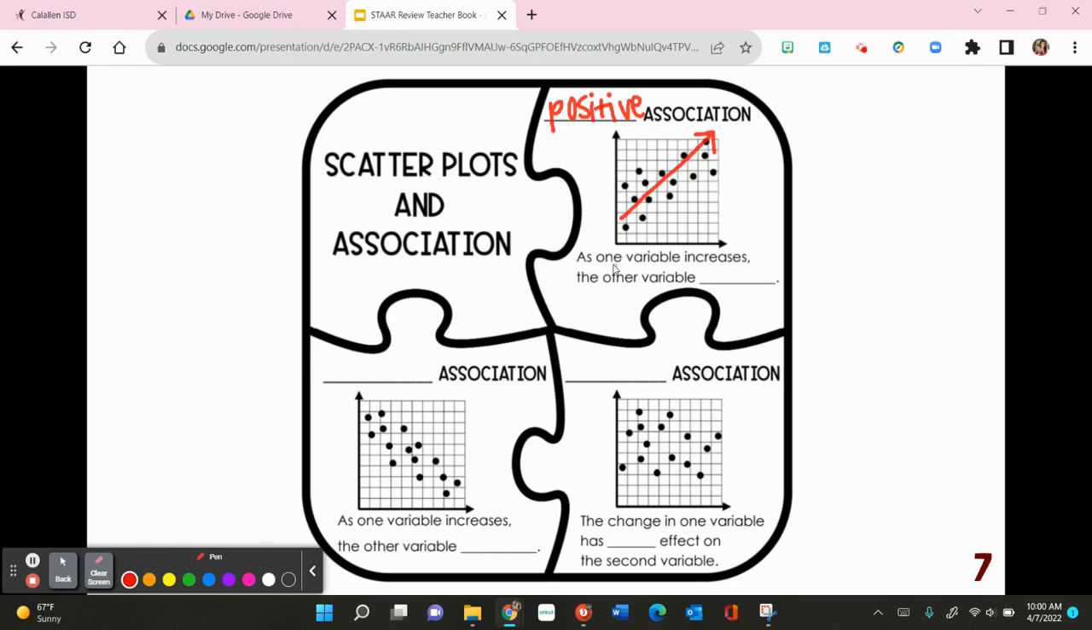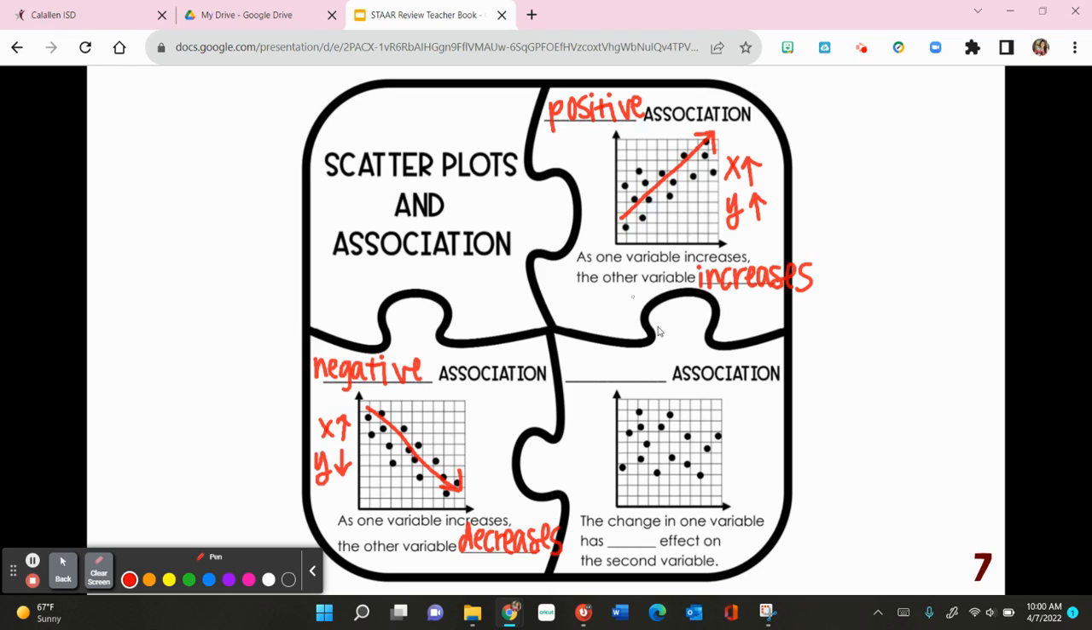And in a positive association, as one variable increases, the other variable increases as well. So as our x's go up, so do our y's. Now I see that these points follow a negative association. So since these follow a negative association, I see that these follow a negative trend line. So here as one variable increases, the other variable decreases. So as our x's go up, our y's go down.